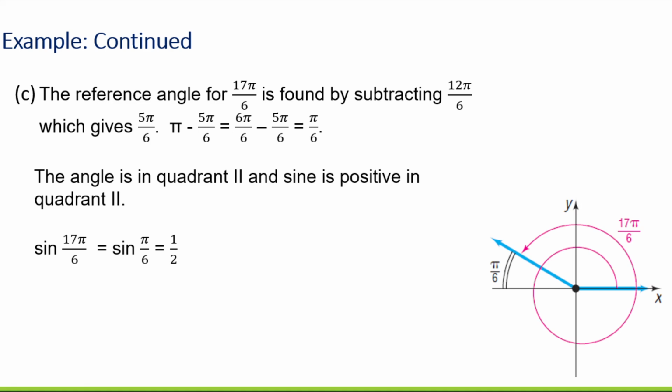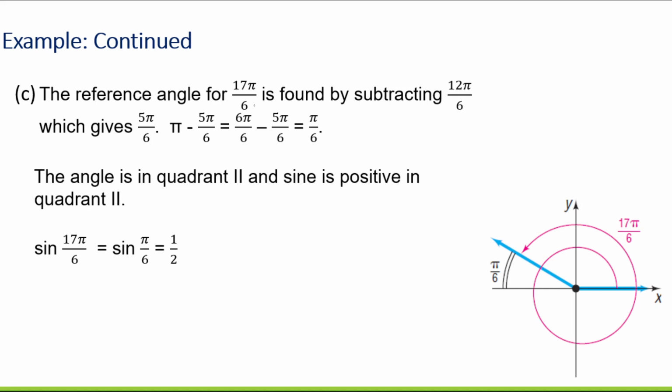And so we want to find an angle between 0 and 2 pi, which is 0 and 360 degrees, that is a coterminal angle to 17 pi over 6 because this is the exact same angle. And so we do that by subtracting 2 pi from 17 pi over 6. 2 pi is 360 degrees.